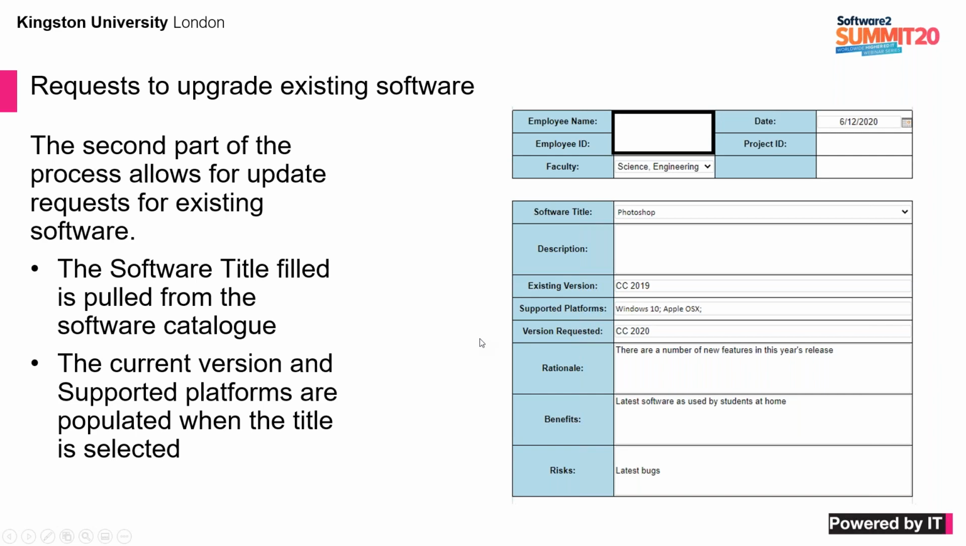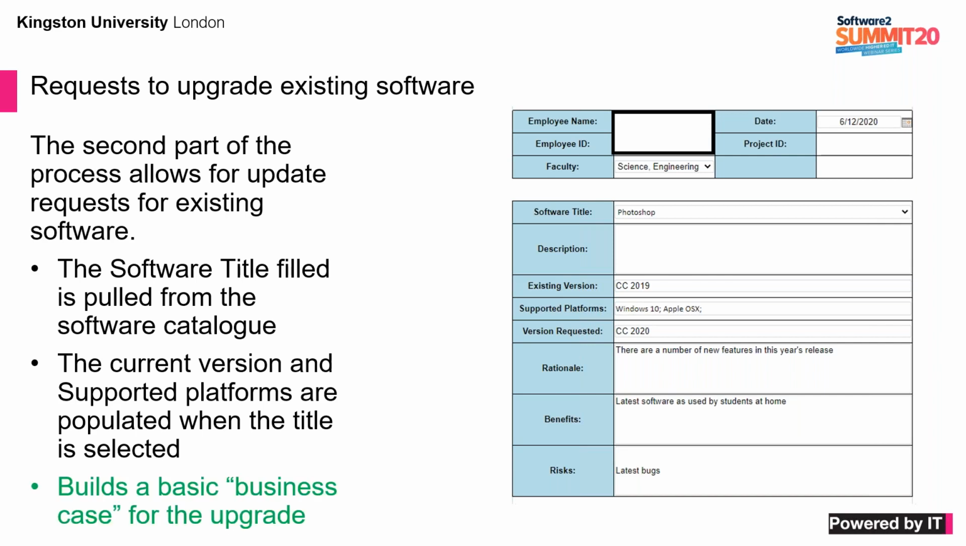The member of academic staff then fills in what version they would like. So in this case, we want to upgrade Photoshop from CC 2019 to CC 2020. We then ask them to fill in why they want this particular upgrade. And the key for this is it builds a basic business case for that upgrade. So that if there ever comes a time when we are resource challenged, we can only support upgrades for certain numbers of applications in any given process, we can look at what's driving the upgrade and prioritize, and maybe in combination with the academic, maybe defer this for a year.